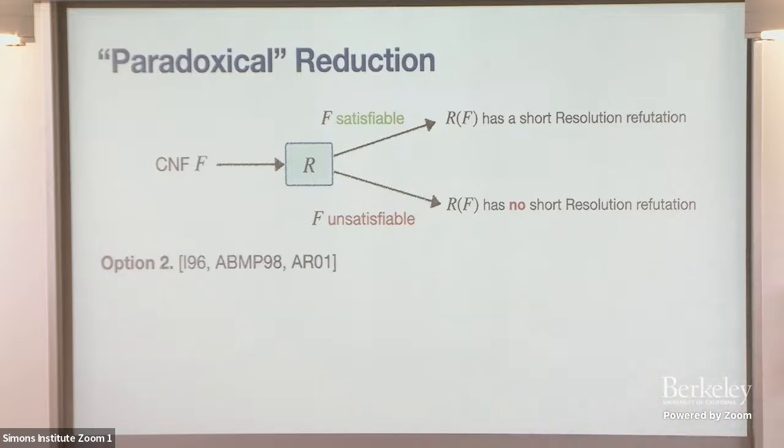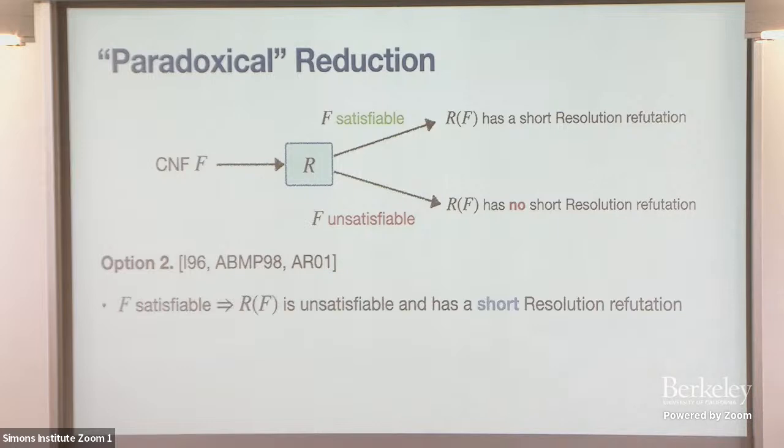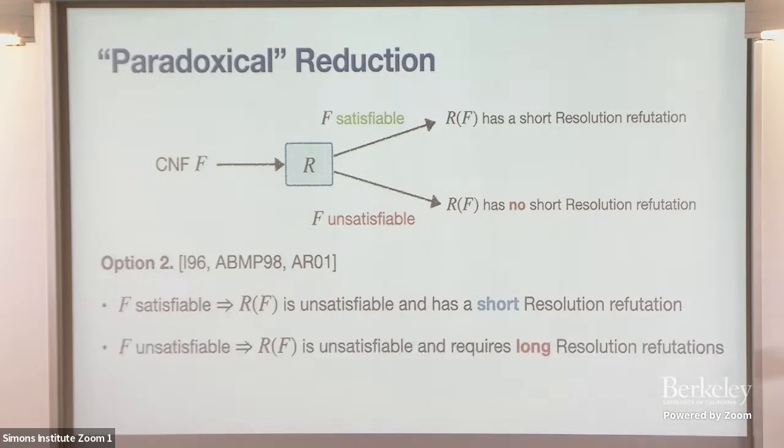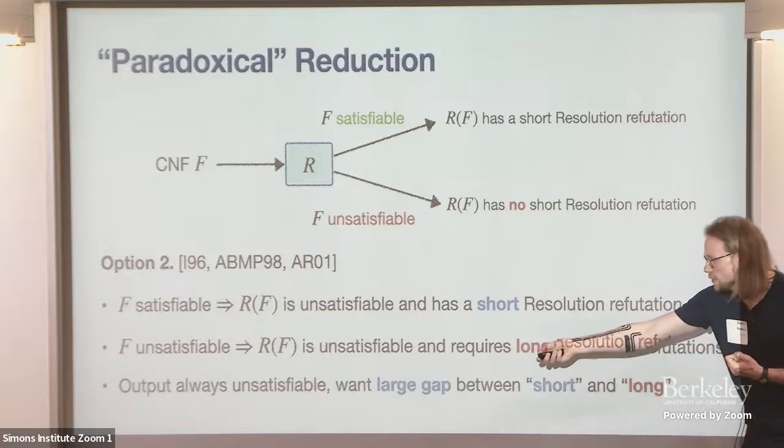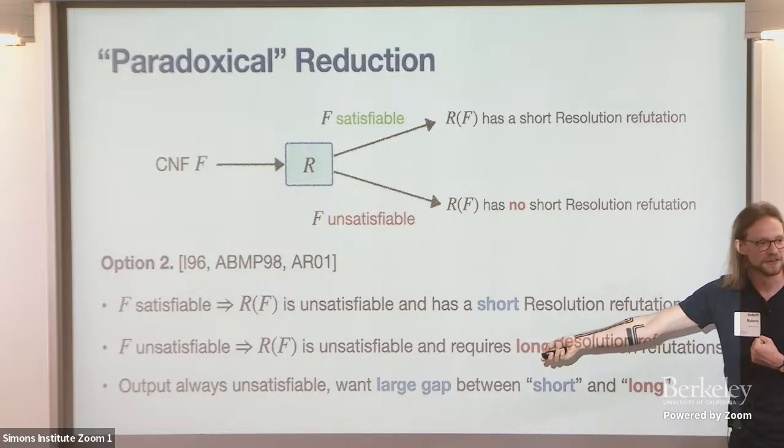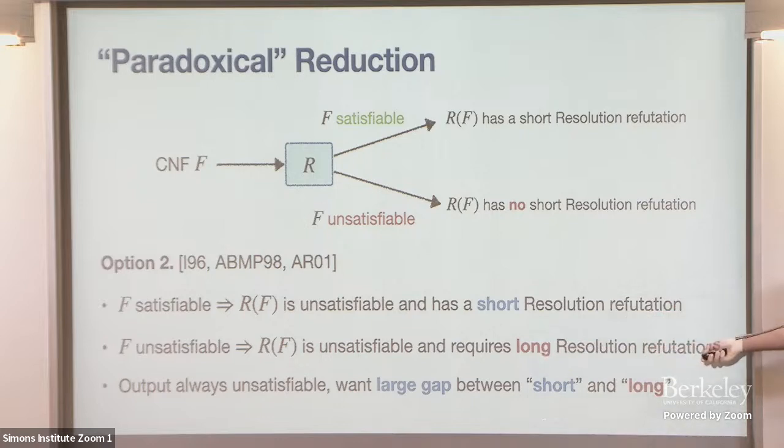So now the second option, which was the one followed by these earlier papers, was the following. If F was satisfiable, well, then we'll do the same thing. We'll say it's unsatisfiable and has a short resolution proof. And now if it's unsatisfiable, I'm going to again output an unsatisfiable formula, but I'm going to make it require a long resolution proof now, right? In this case, the output is always going to be unsatisfiable, right?